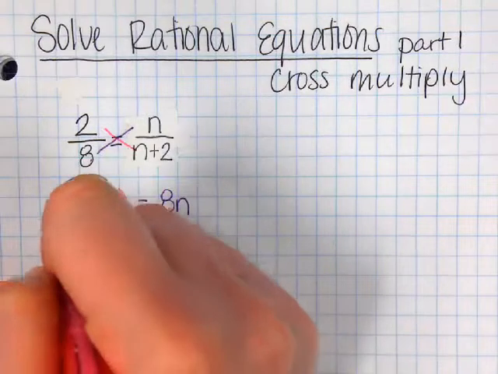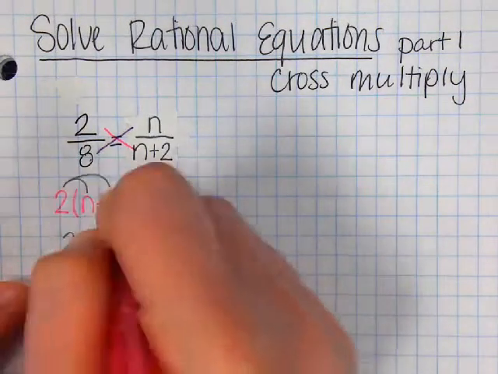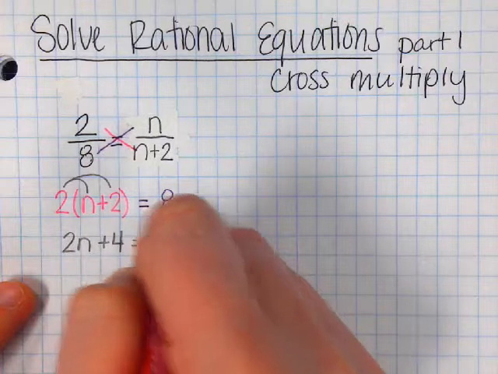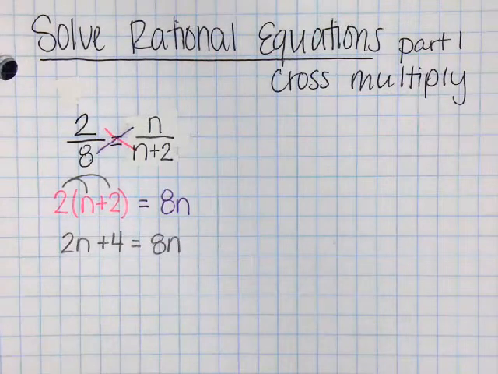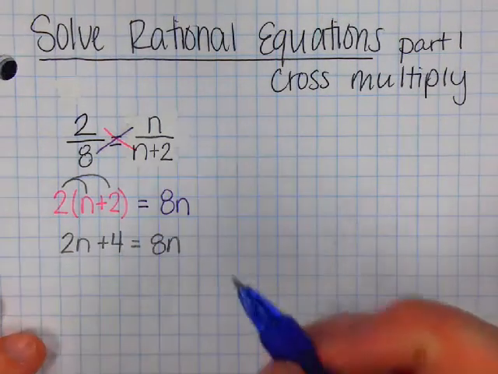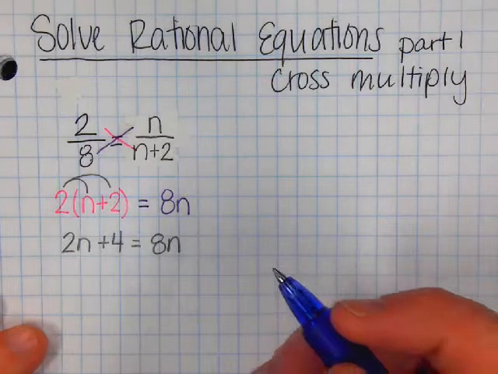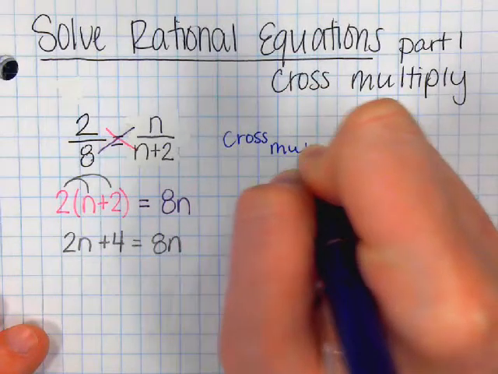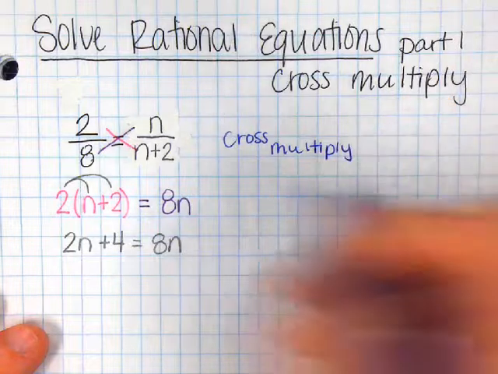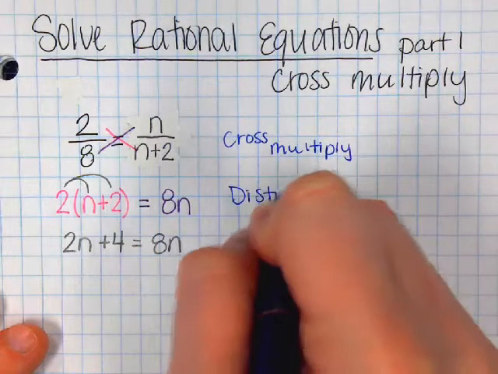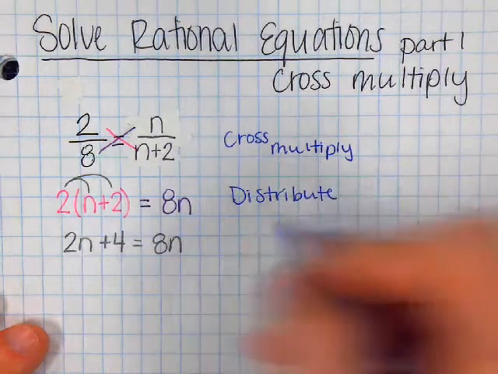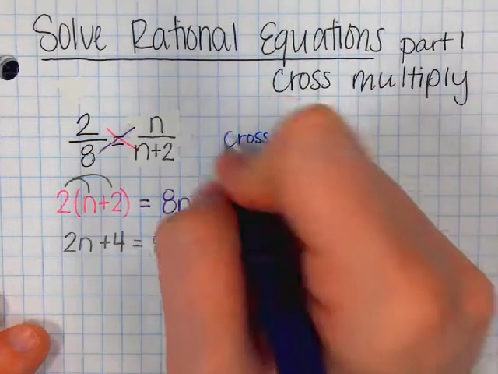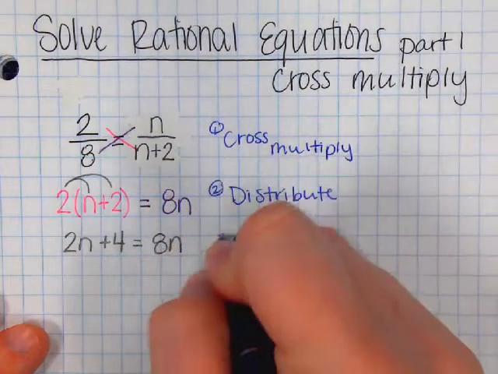Okay, now we are going to distribute. 2 times n is 2n. 2 times 2 is 4, equals 8n. Then you're just going to solve. So first thing we did was cross multiply. We distributed. Then we're going to solve. So step 1, step 2, step 3.